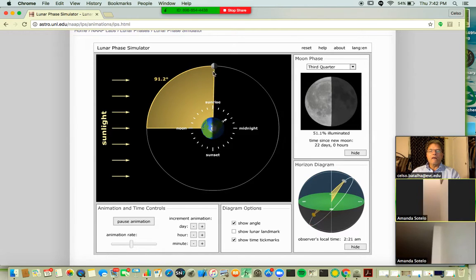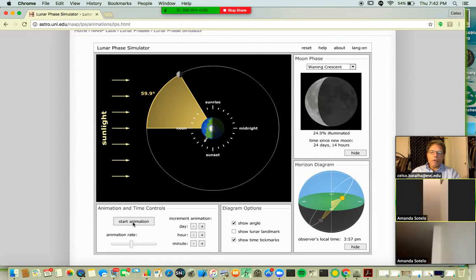For instance, right now, somebody able to look at the moon would see only that little tiny sliver. Let me stop the animation, pause.